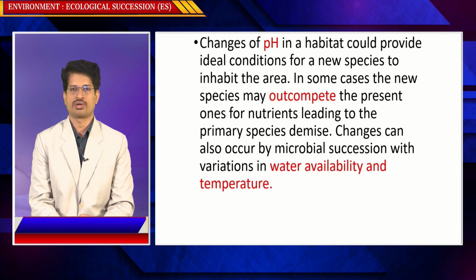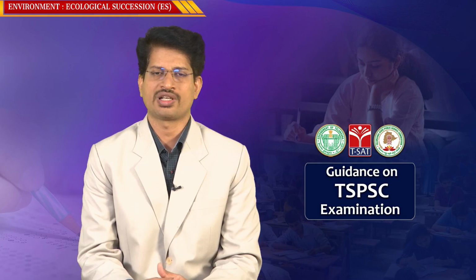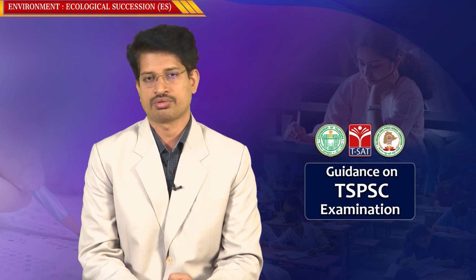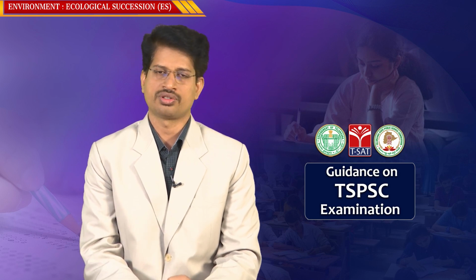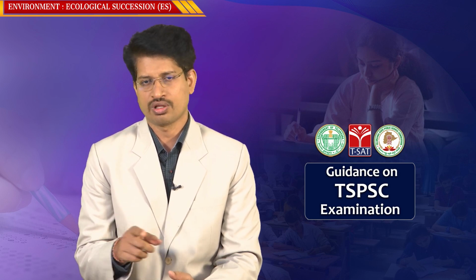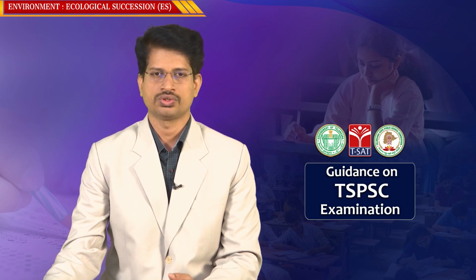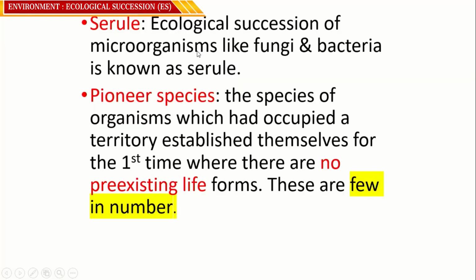Changes can also occur in microbial succession due to variation in water availability and temperature. So with the variation of water availability, certain species or plants may not be able to survive. Certain species like xerophytes may succeed better with the change in temperature conditions, but the change in water conditions may also impact the succession. So ecological succession of microorganisms like fungi and bacteria is also known as Serule.